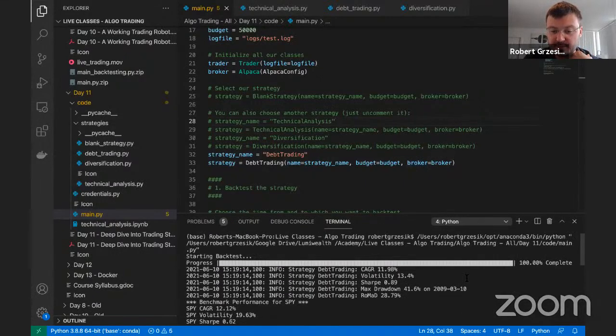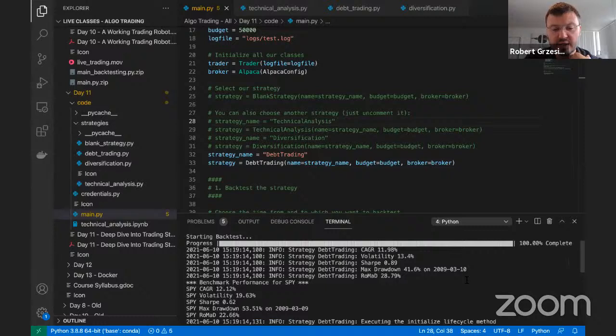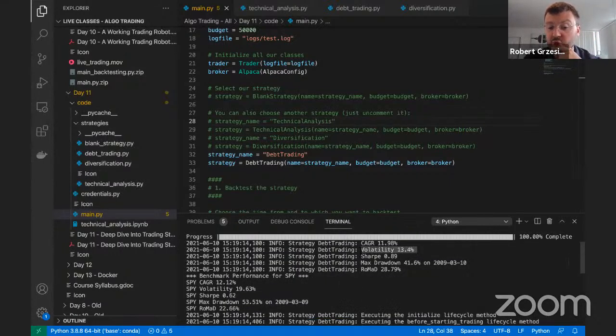Okay, so this is completed. We see this one's CAGR is about the same as the stock market. We're off by a few tiny things here. But you can see that the volatility is quite a bit lower than the stock market itself. It's 19% for the stock market, 13% for this. The Sharpe ratio is a lot higher because of that. And our max drawdown, the biggest loss we had, is only 41% versus 53%. Because of that, we're able to reduce our risk quite a bit while still having very good returns.